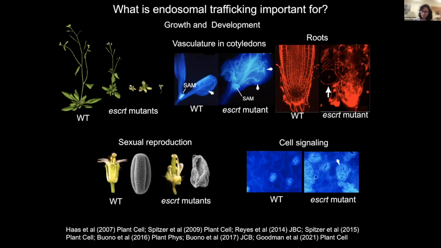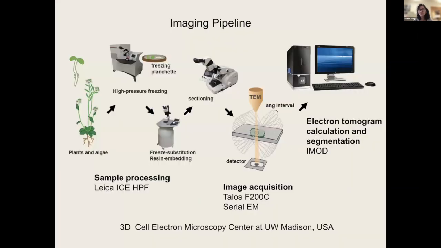Again, because of this opposite topology and the challenges of understanding how the constriction happens and what the function of all these individual proteins is. So this is our imaging pipeline. We use high pressure freezing as a way to preserve tissues in a much better way, with much higher fidelity. So we do high pressure freezing, freeze substitution, resin embedding, sectioning, and then we do three-dimensional imaging through electron tomography. And finally, we calculate those tomograms, segment, and analyze our endosomes.